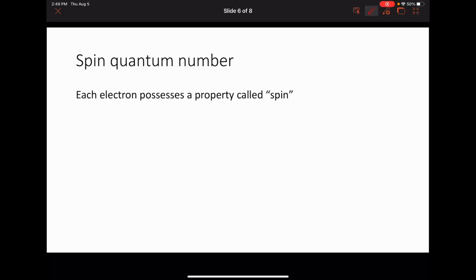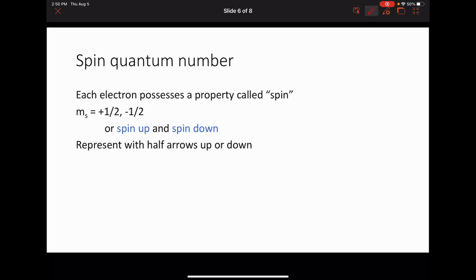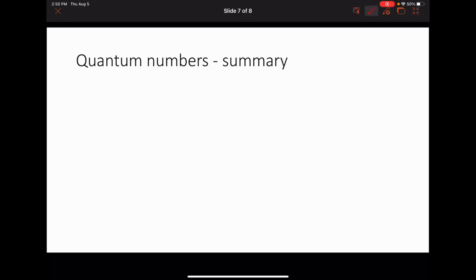And then the last of the quantum numbers is our spin quantum number, the property called spin. We're going to give it m sub s as the abbreviation, and it can have a value of plus 1/2 or minus 1/2. Plus 1/2 we tend to say spin up, minus 1/2 we tend to say spin down. Sometimes we can represent these as arrows: spin up would be a half arrow that way, and spin down is a half arrow that way.